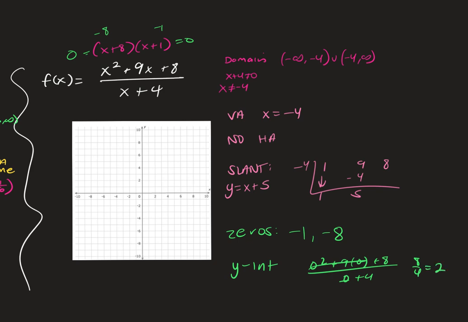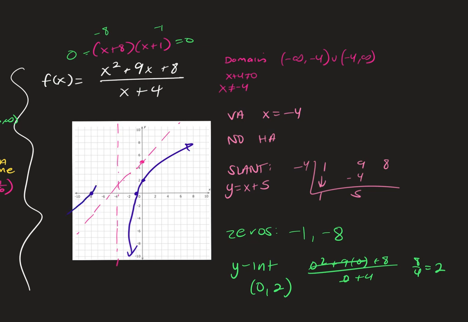And then you're going to plot your vertical asymptote at -4. And then you have to graph your slant asymptote. Your slant asymptote has a b that is 5, and a slope that's 1. So I went up 1 and over 1, drew my slant asymptote. And then the zeros were at -1 and -8, which is on either side. So that told me that those curves are going through there. I added the y-intercept, and then I connected the curves.